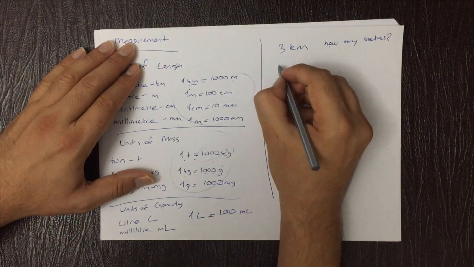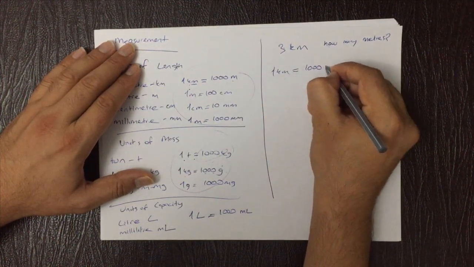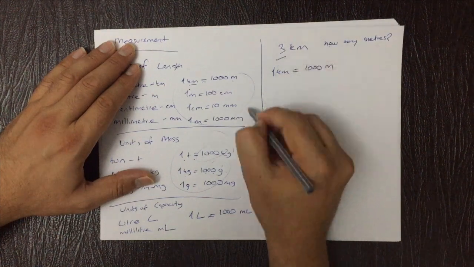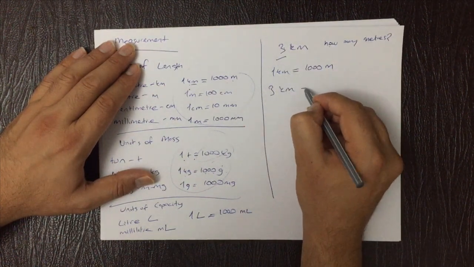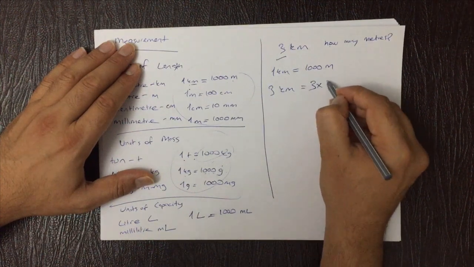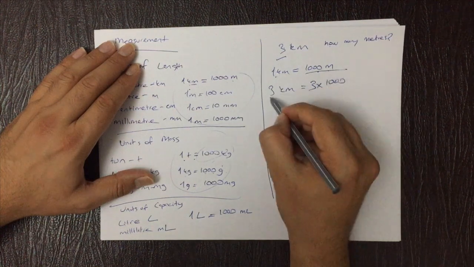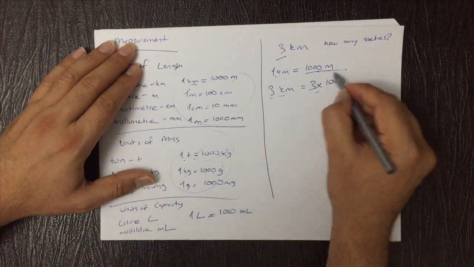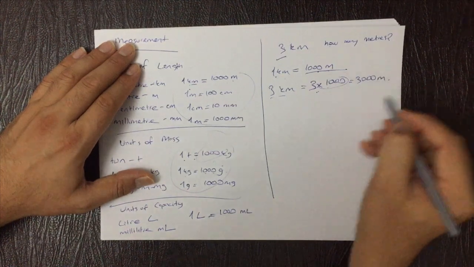Oh, it's so easy. I know 1 kilometer is equal to 1000 meters. So what about the 3? Of course it must be 3 times, because 1 time is 1000 meters. So 3 times 1000, then it is 3000 meters.